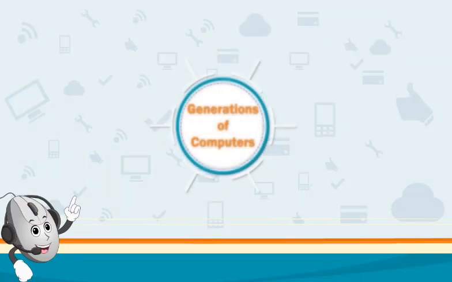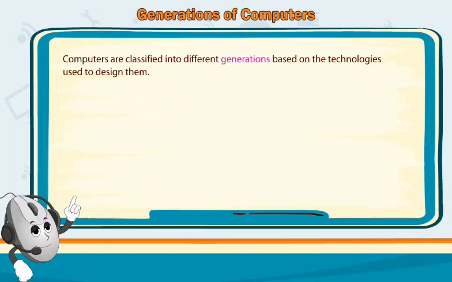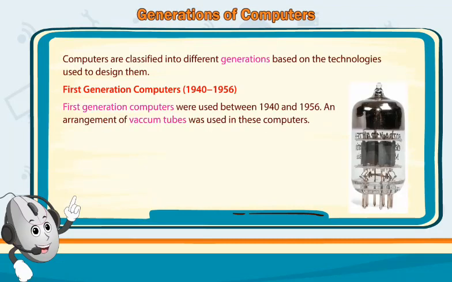Generations of computers. Computers are classified into different generations based on the technologies used to design them. First generation computers, 1940 to 1956. First generation computers were used between 1940 and 1956. An arrangement of vacuum tubes was used in these computers.